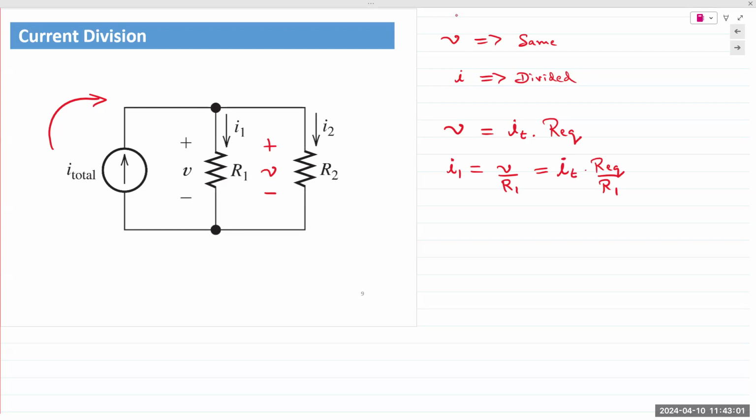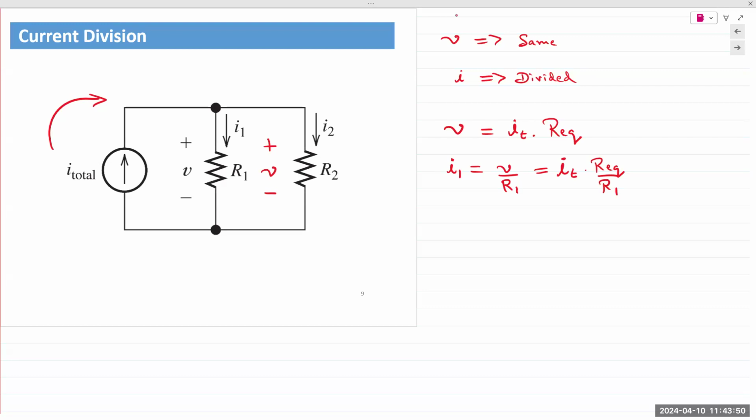So current division principle states that when you supply a current to a parallel network of resistors, a fraction of the total supply current flows through each resistor. The fraction is given by the ratio of Req to that resistor. So in this case, I1 would be equal to a fraction of I total. The fraction is given by Req to R1. The format of both equations remains exactly the same. The ratio of that fraction changes. Okay. In voltage division principle, Req is in the denominator. In current division, Req is in the numerator.